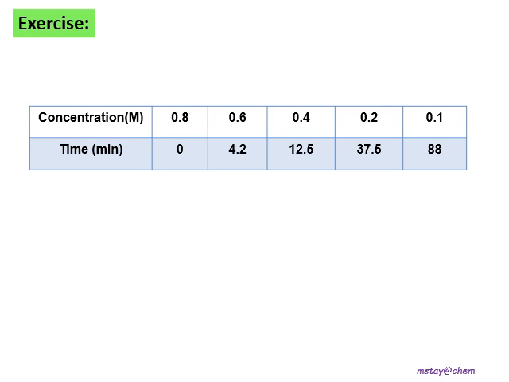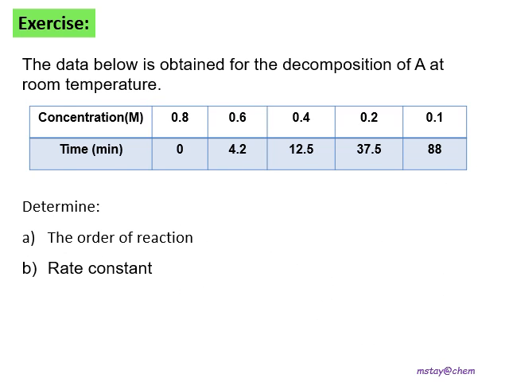Now let's look at another example. In this question, they give us the data in a table, and like the previous question, ask us to determine the order of reaction and also the rate constant. The variables given are concentration and time, so we can roughly plot the graph of concentration versus time. The initial concentration is 0.8, and when it becomes half, it is 0.4. So from here, I know that the first half-life is 12.5 minus 0, so the first half-life is equal to 12.5 minutes.